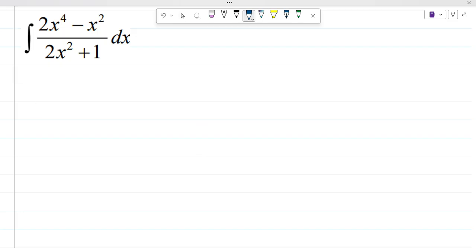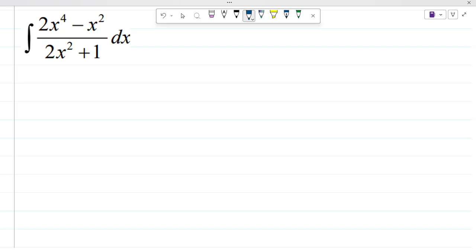So now we've got the integral of 2x to the power 4 minus x squared divided by 2x squared plus 1 dx. Maybe I should give you a chance to analyze this. Okay, let me just give you a chance. Now that you have analyzed, let me just explain, just to avoid wasting time.